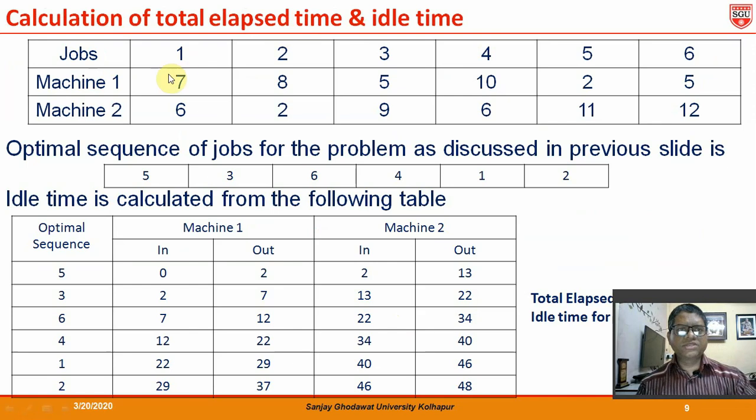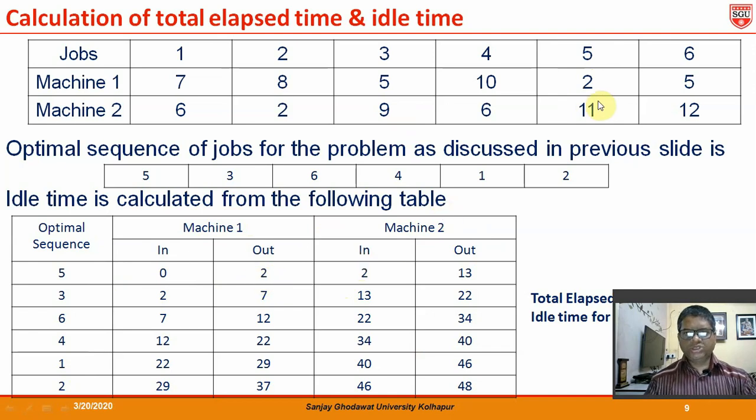Another important step that is required in this sequencing is for calculation of idle time, as well as elapsed time. Now this is a sequence that we have decided. It is an optimal sequence. Now optimal sequence is written in the first column. We have to load it on machine 1 and machine 2. So in time, loaded time, and out time for each machine is to be tabulated as shown. You will find job number 5, the processing time on machine 1 is 2. So job in 0, processing time is 2, so out 2, and after that it is processed on machine 2.